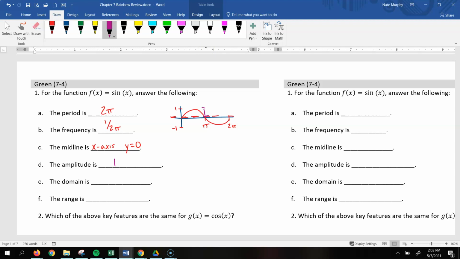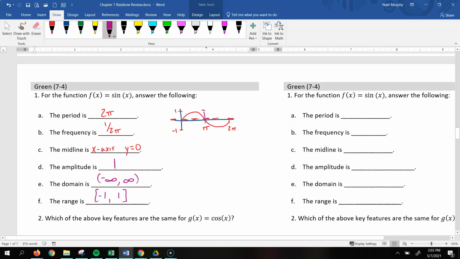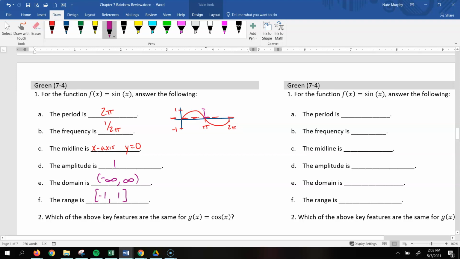The domain is the fact that it goes from negative infinity to infinity. The range, again, it fluctuates between negative 1 and 1, and those points are included, so we would use brackets for those. Then for number 2, it says, which of the above key features are the same for the cosine function? So let's look at the graph of the cosine function.